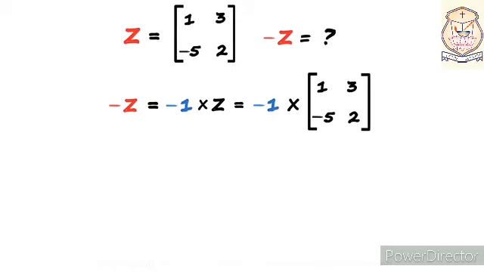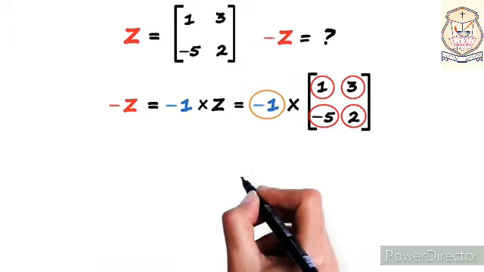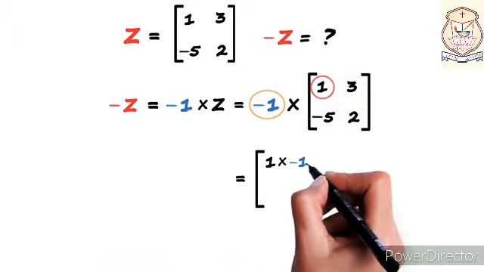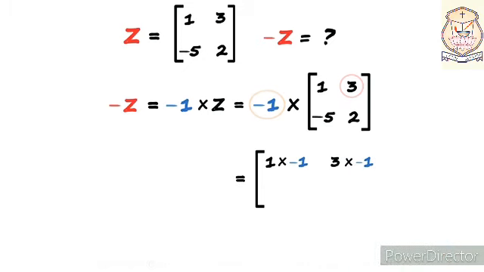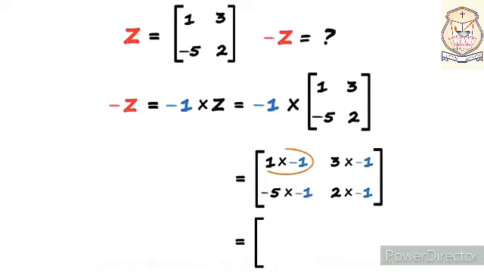Let's shift the camera a bit and write down the resulting matrix underneath. Each element will be multiplied with minus 1. 1 will be multiplied with minus 1, then 3 will be multiplied with minus 1, and the last two elements will also be multiplied with minus 1. Now we just need to solve the expressions in each of the positions to get the final matrix. 1 multiplied with minus 1 is minus 1. 3 times minus 1 is minus 3. Minus 5 multiplied with minus 1 is 5. And 2 times minus 1 is minus 2. If Z is this matrix, then negative of Z will be this matrix.